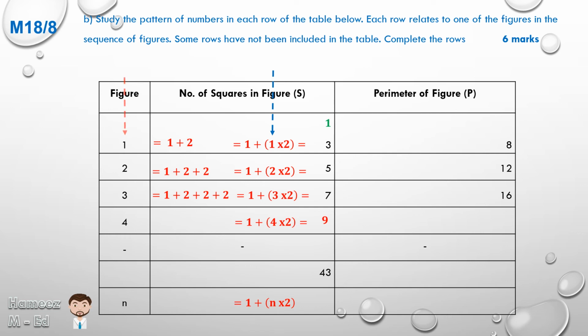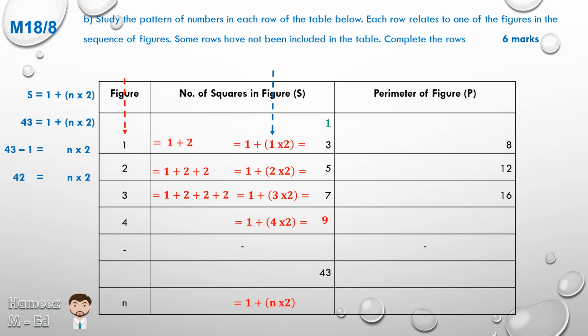So similarly, we can use that to solve for 43 for that figure. We know the general rule, S, the number of squares, is equal to 1 plus n times 2. And in this case S is 43. So 43 is equal to 1 plus n times 2. We can take the 1, which is adding on the right-hand side, and carry it across. The additive inverse, or subtraction, means the same thing. So 43 minus 1 is equal to n times 2. So 42 is equal to n times 2.